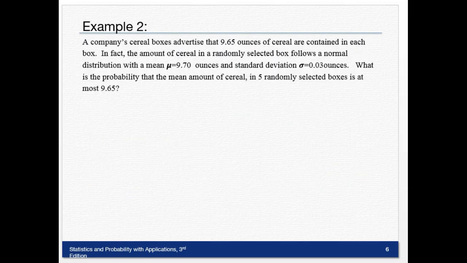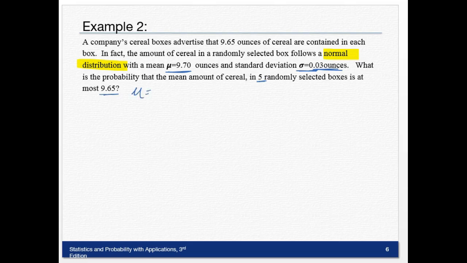Number 2 says a company's cereal boxes advertise that 9.65 ounces of cereal are contained in each box. In fact, the amount of cereal in a randomly selected box follows a normal distribution. That's pretty important. It follows a normal distribution with a mean of 9.7 ounces and a standard deviation of 0.03 ounces. What is the probability that the mean amount of cereal in 5 randomly selected boxes is at most 9.65? All right, so let's decode.